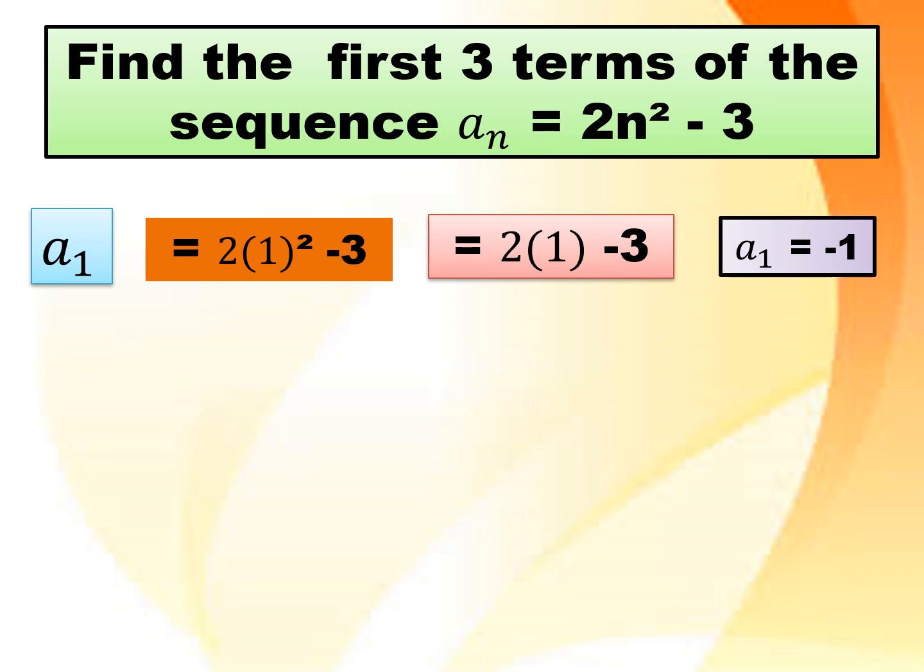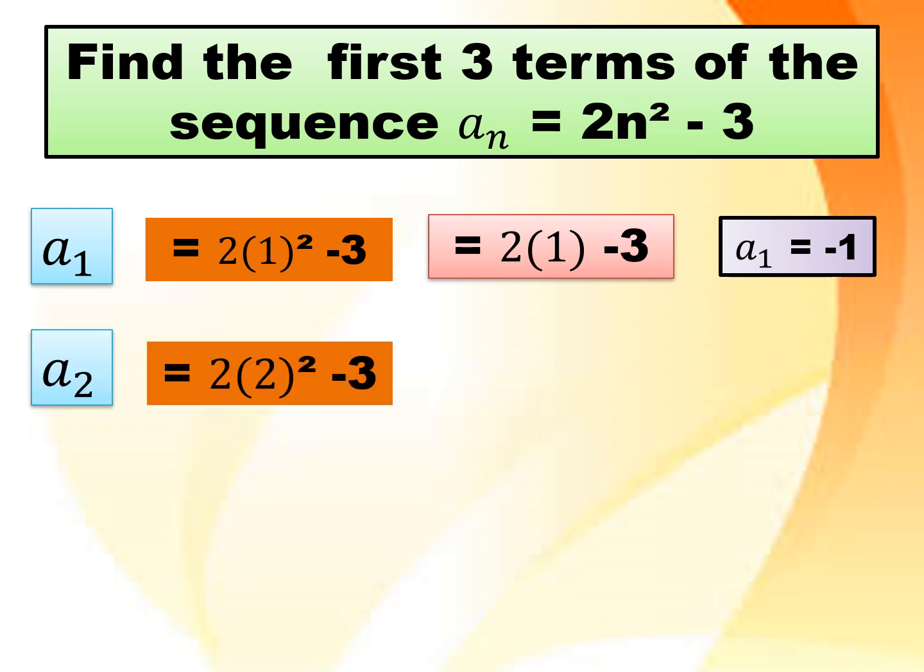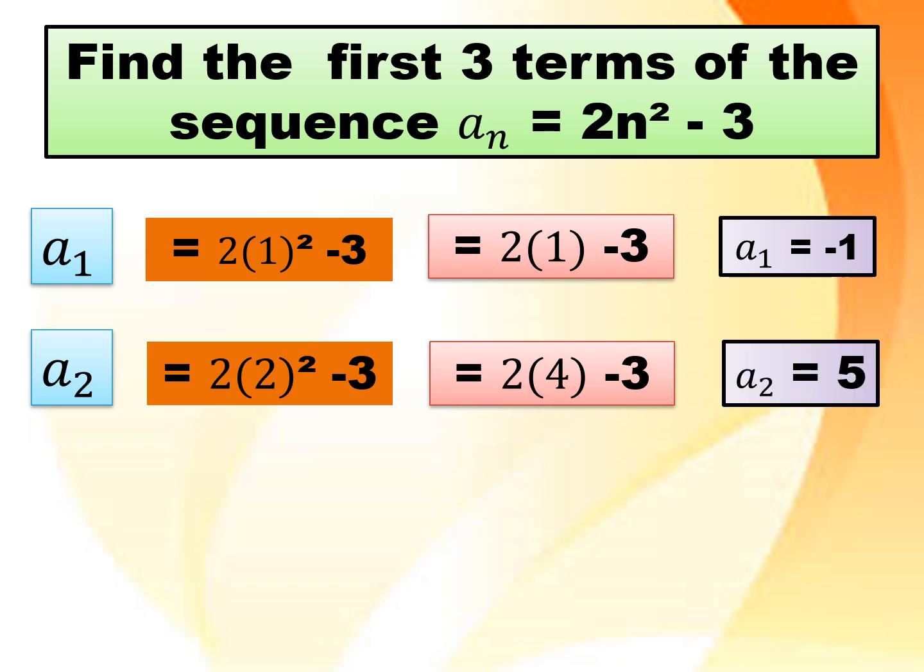For our second term, we will then have 2 times the value of n, which is equal to 2 squared, minus 3, which is equal to 2 times 4 minus 3. Simplifying the equation, that will be a sub 2 is equal to 5.